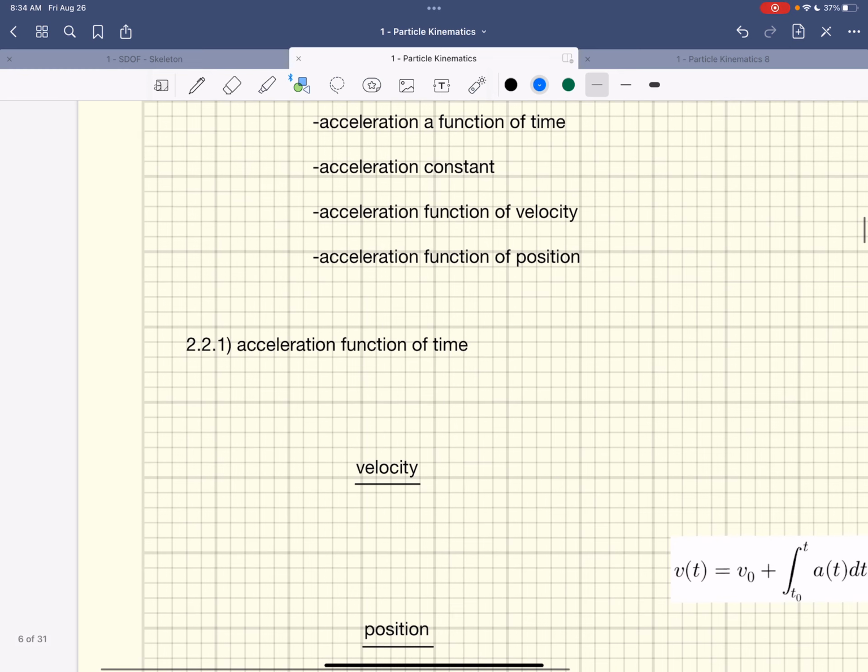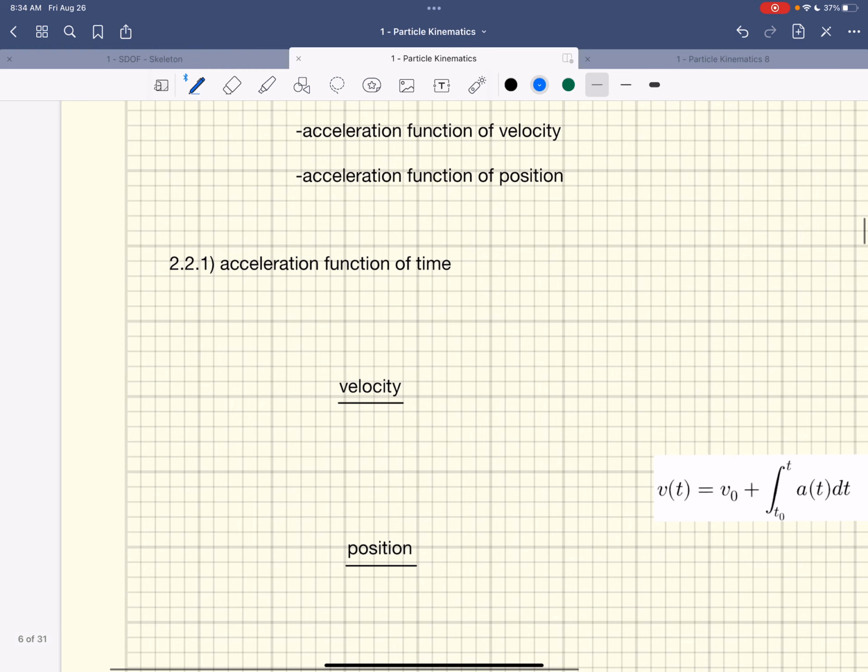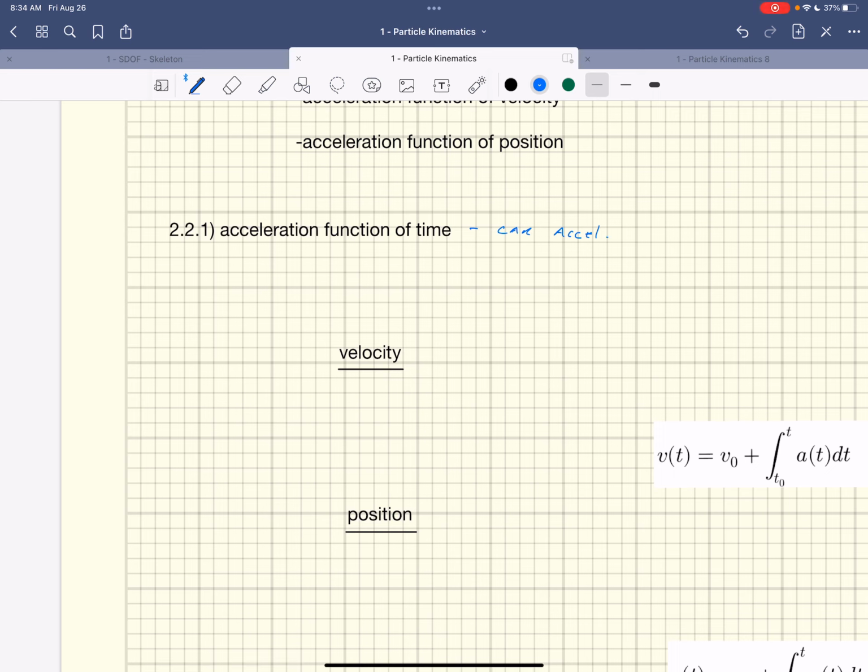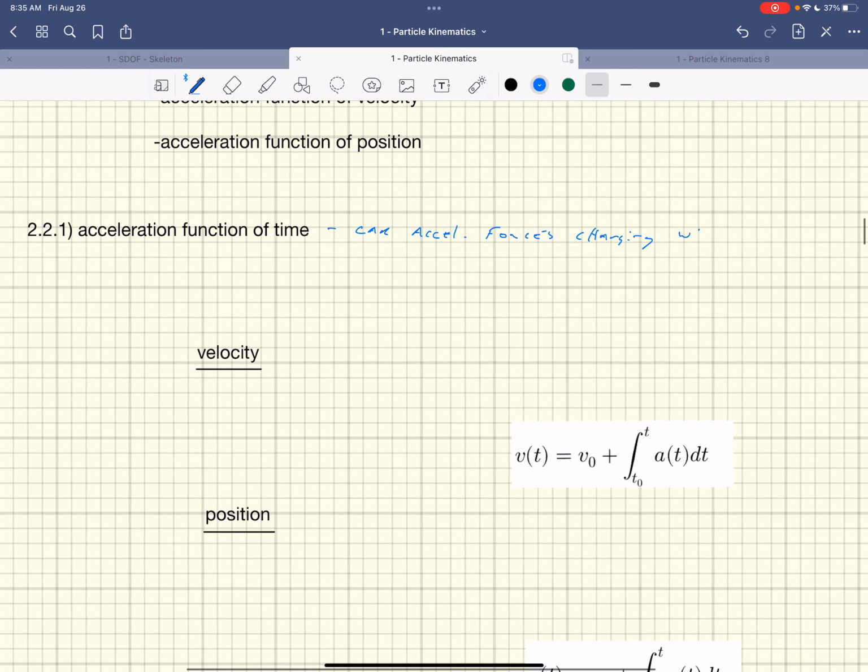So acceleration as a function of time. We talked about this just a second ago. Car accelerating. Right, force is changing with time. Okay, so what we do is we start out with acceleration as a function of time, a of t, is equal to dv dt.